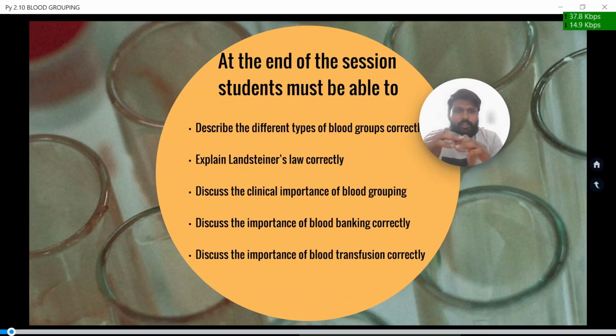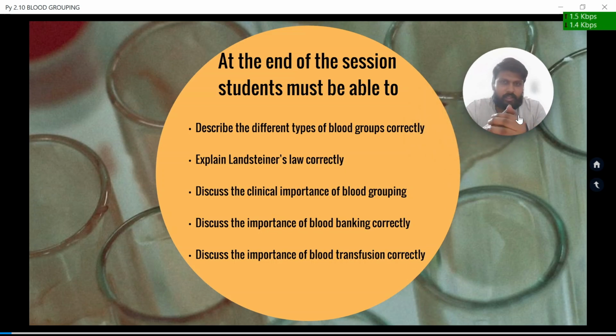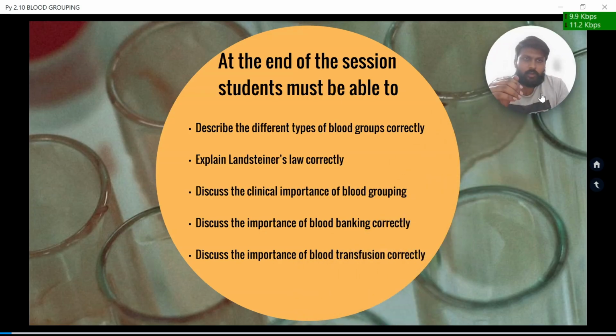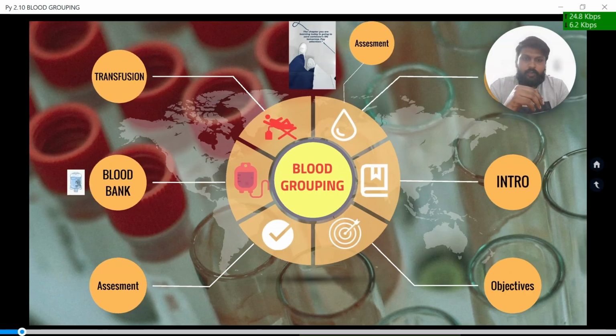This is just a learning objective, what we are going to target. We will be learning about the different blood groups, how to describe them correctly, and what is Landsteiner law. As a part of your theory exams, you would have already faced these questions, or you will definitely face them, even in viva. We will also discuss the clinical importance of blood grouping, the importance of blood banking, why it should be done correctly, and the importance of blood transfusion. Without wasting any more time, let's go directly.